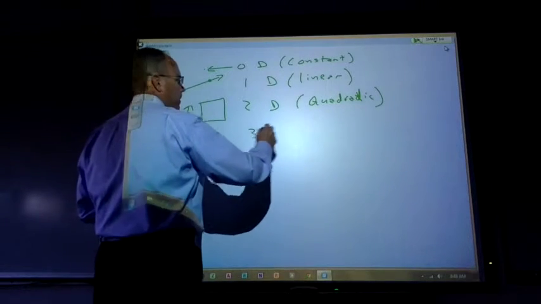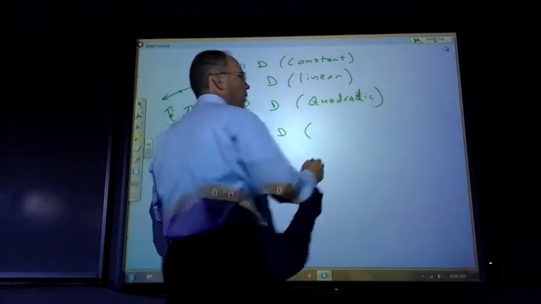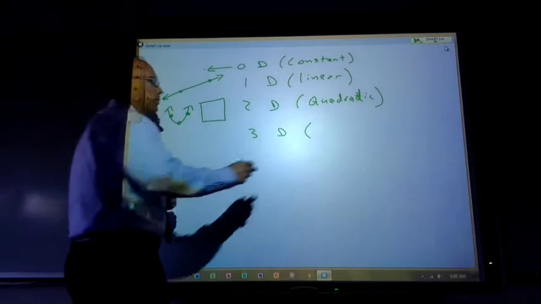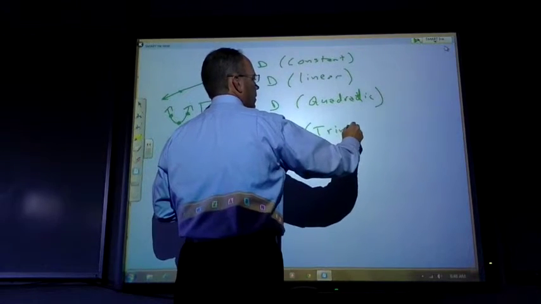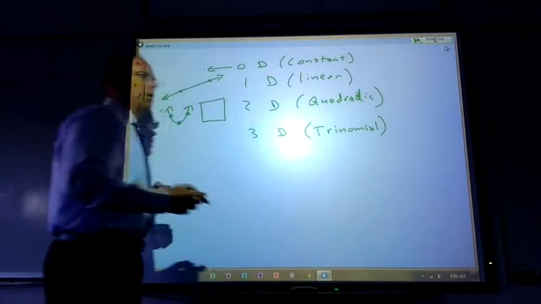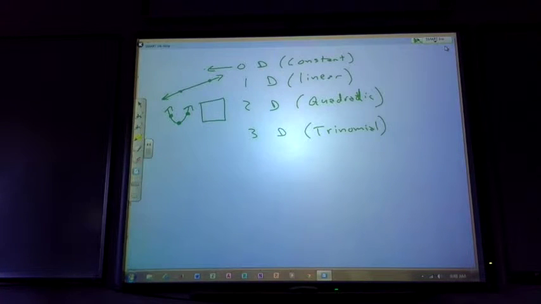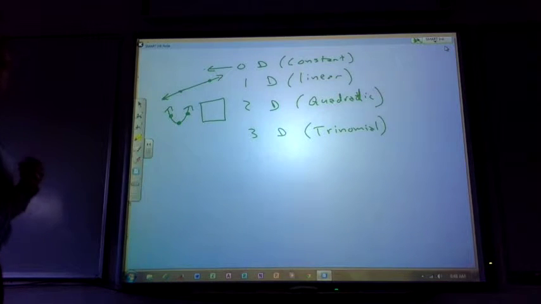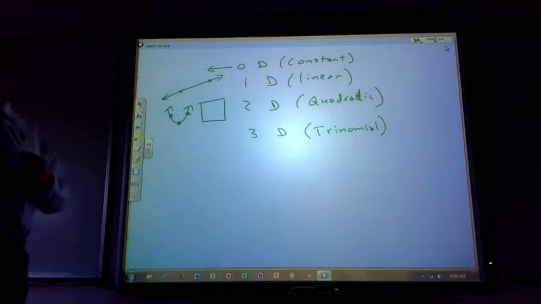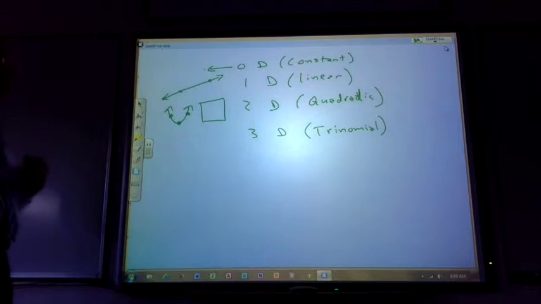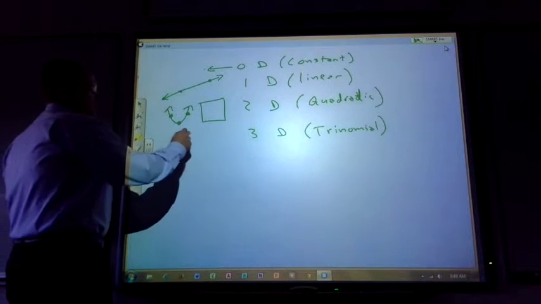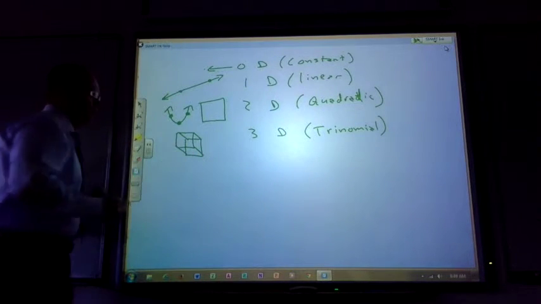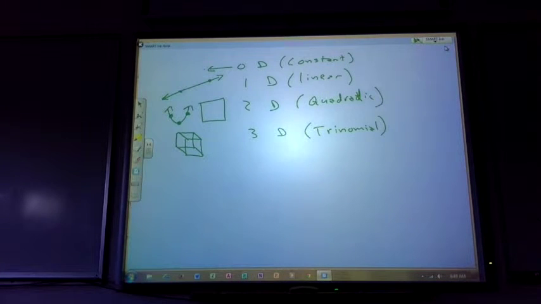3D. What do we call it? Nope. Trinomial. A trinomial is third dimension. It's an object. That jug of water right there, your water bottle, your textbook, your pencil. Those are 3D objects. I'm pretty sure most of you have drawn this at some point in your life. You've drawn a box, right?